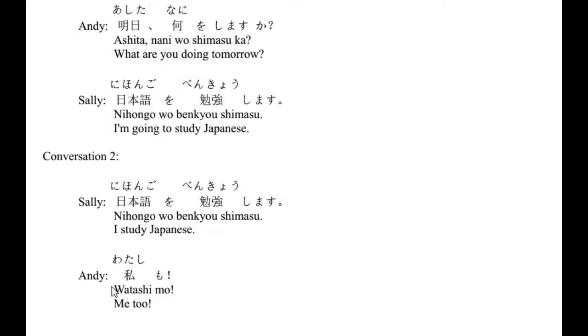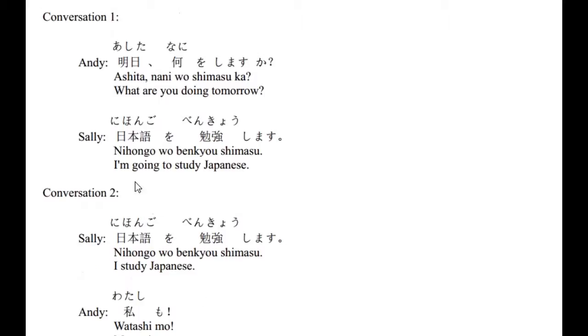And Andy this time says, 私も. Me too. So please notice Sally in conversation one and conversation two says the exact same thing. 日本語を勉強します。日本語を勉強します。But the meaning is different. So the first conversation, we can translate it as, I'm going to study Japanese. And in the second one, I study Japanese.